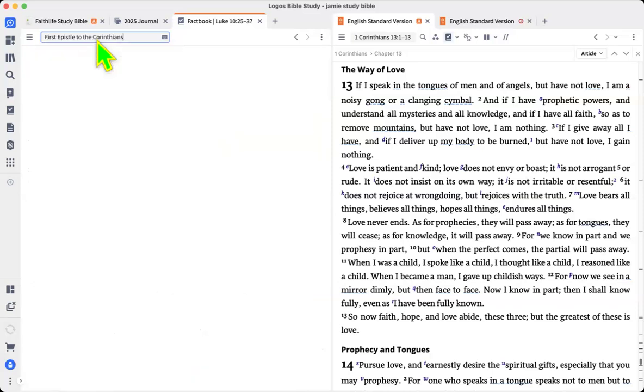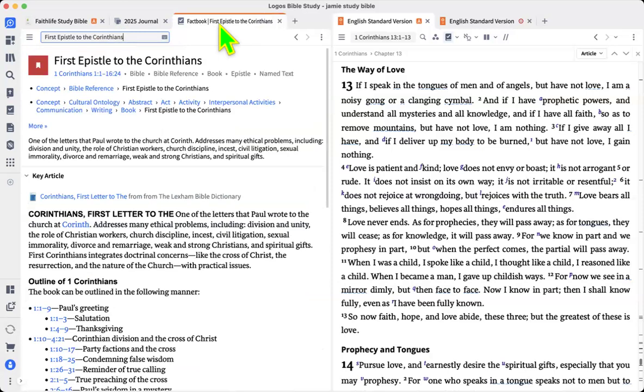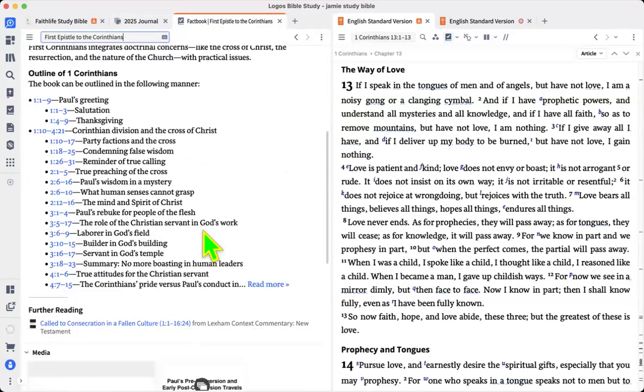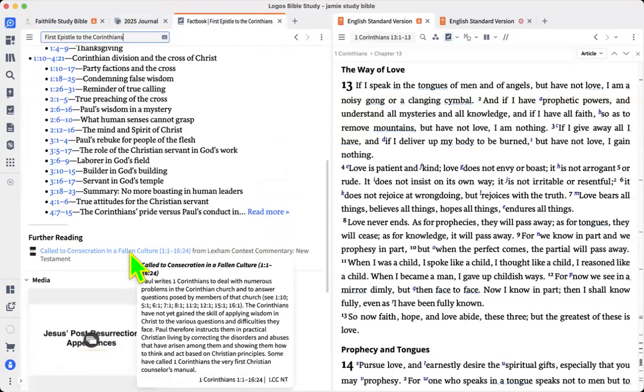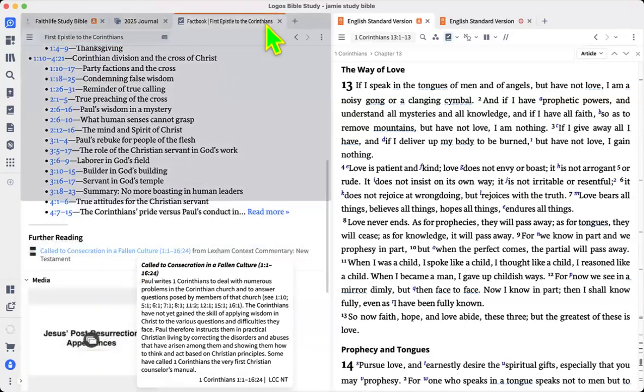1 Corinthians. This opens up a fact book entry on 1 Corinthians, gives me a little summary sentence here, gives me a Bible dictionary entry, and I want you to see the Lexham context commentary right here. I want you to click on that. Actually, I'm going to click it. I'm going to drag it right here.